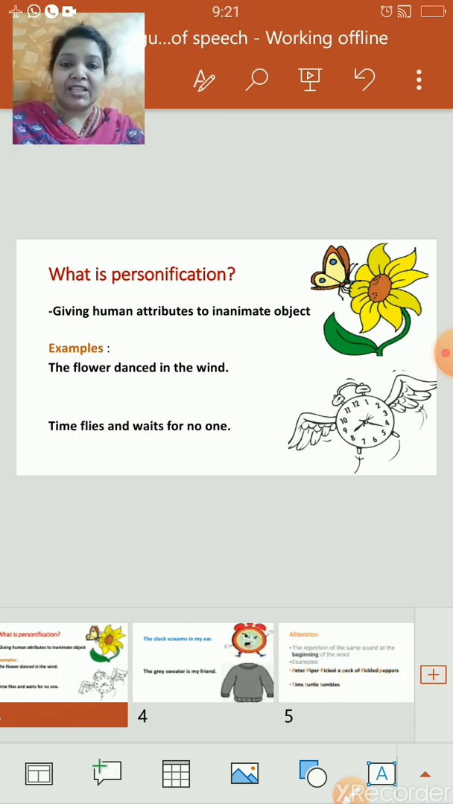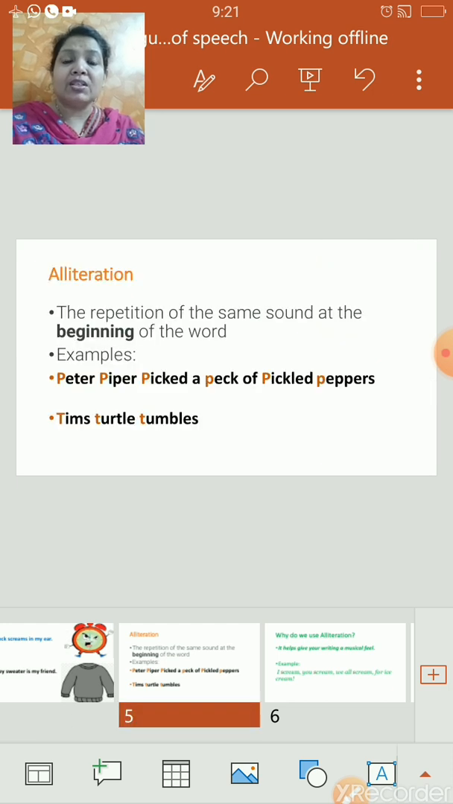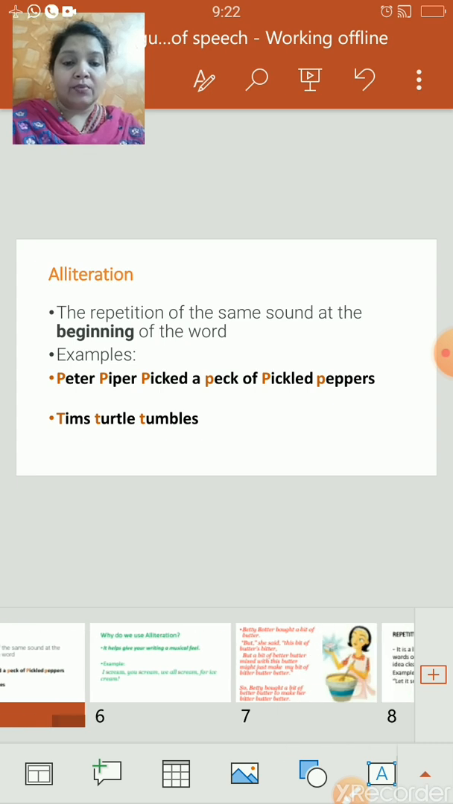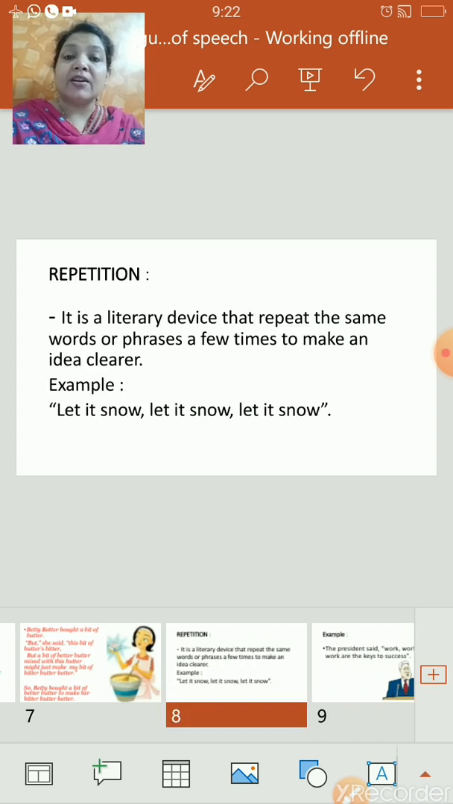Now let us come to the next one. We have also done alliteration. As we know, alliteration is very easy to recognize or identify, and the first sound of each word should be similar. The way we have done, Peter Piper picked a pack of pickled peppers, and Tim's turtle tumbles. Now over here, the sound of p and t is being repeated, and that's the reason it is called alliteration.